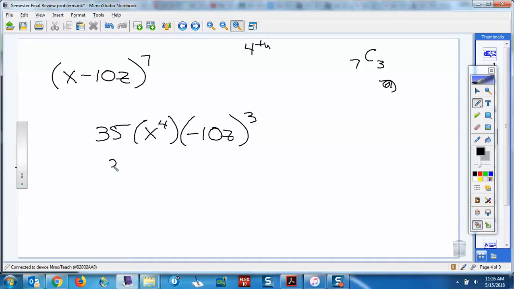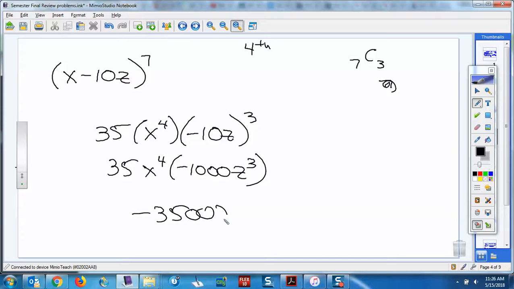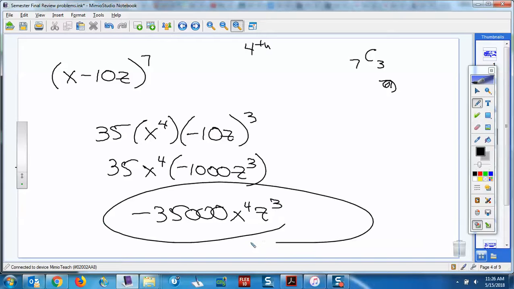Now we want to clean this up a little bit. That'll be 35. That's x to the fourth. This will be negative 1,000 z cubed. So negative 35,000 x to the fourth z to the third would be the fourth term of that expansion.